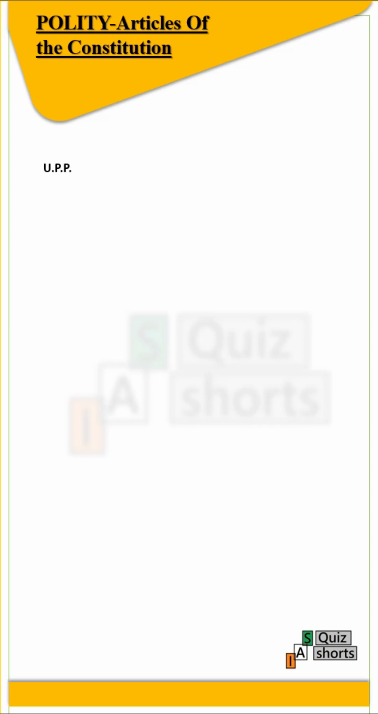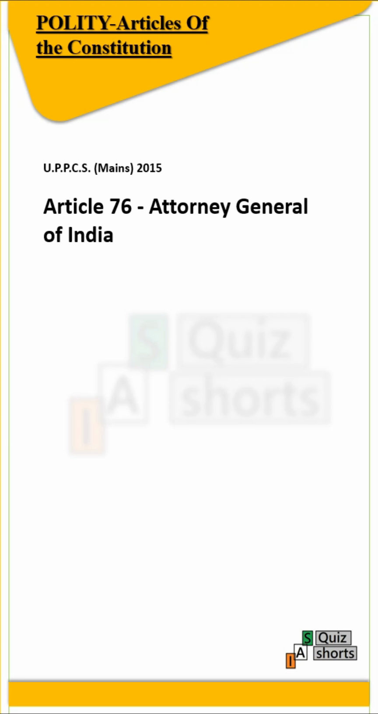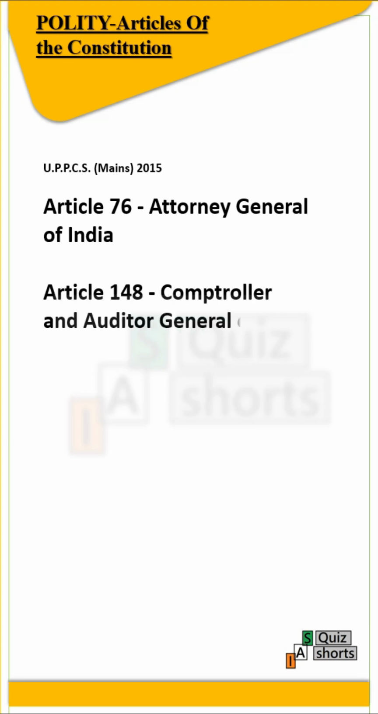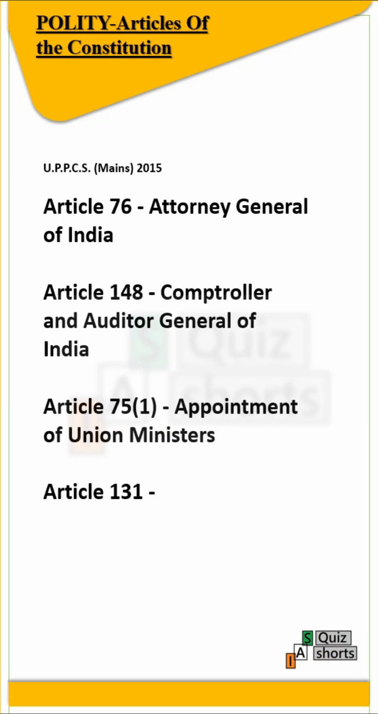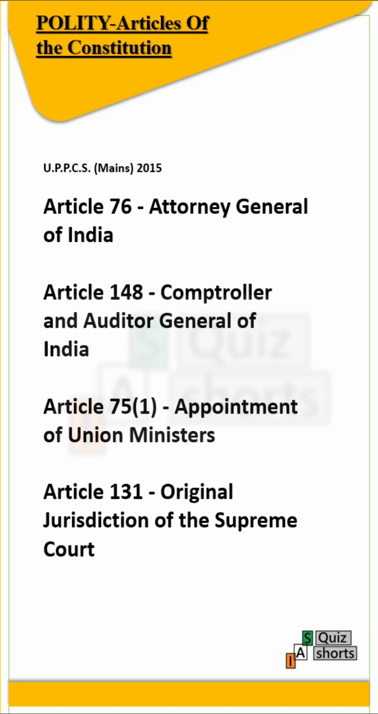This match the column was asked in UPPCS Mains 2015. Article 76, Attorney General of India. Article 148, Comptroller and Auditor General of India. Article 75(1), Appointment of Union Ministers. Article 131, Original Jurisdiction of Supreme Court.